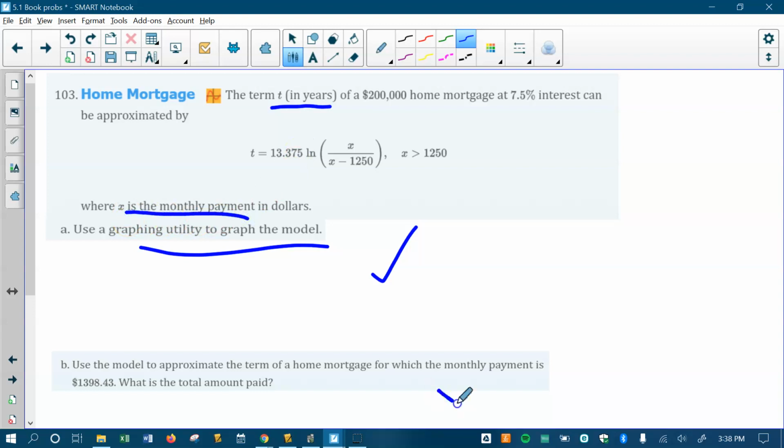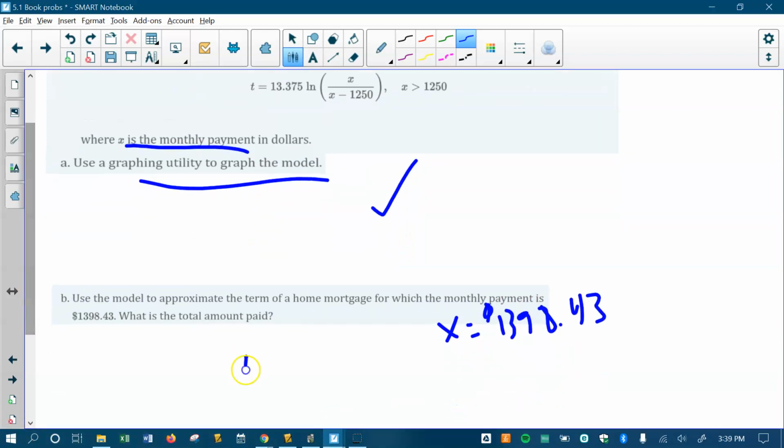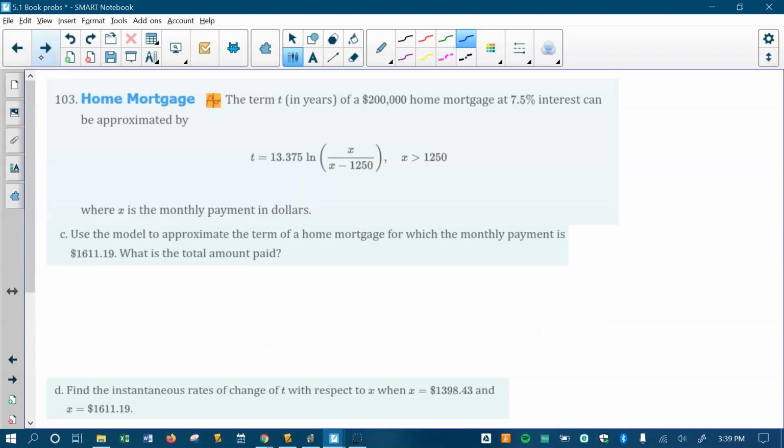So you're literally plugging in X equals 1398.43. So again, I'm not going to do this problem for you, but do T of 1398.43. Okay, for C, use the model to approximate the term. What is the total amount paid? Okay, so it looks like it's again the same thing. The term. So again, you're letting X equal 1611.19. I'm not entirely sure why you guys asked me for this one.